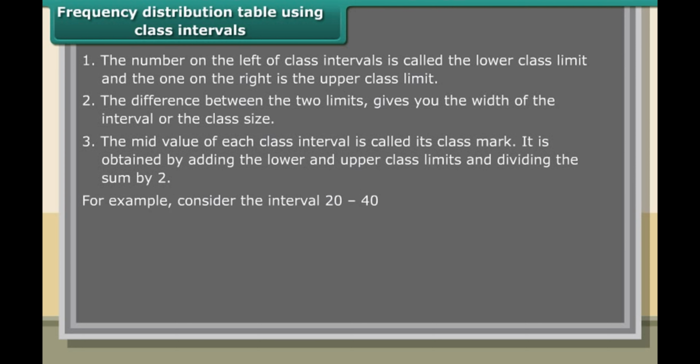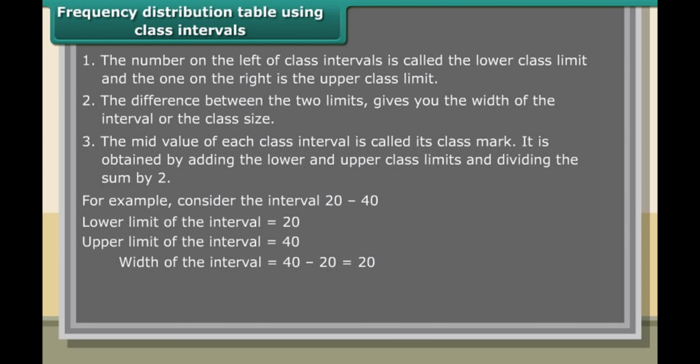For example, consider the interval. Lower limit of the interval is equal to 20. Upper limit of the interval is 40. Width of the interval is equal to 40 minus 20, which equals 20. Class mark is equal to (20 plus 40) upon 2, which is equal to 60 upon 2, which equals 30.